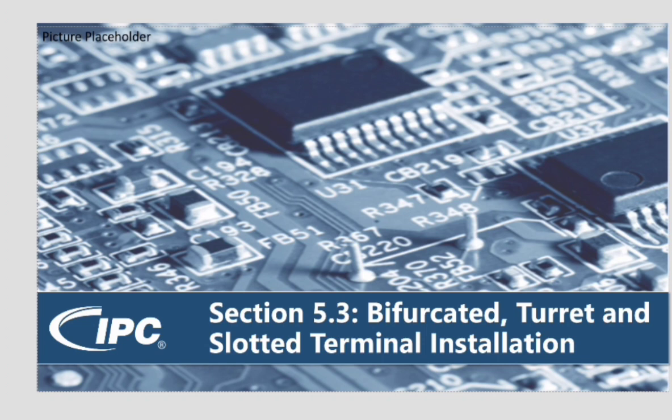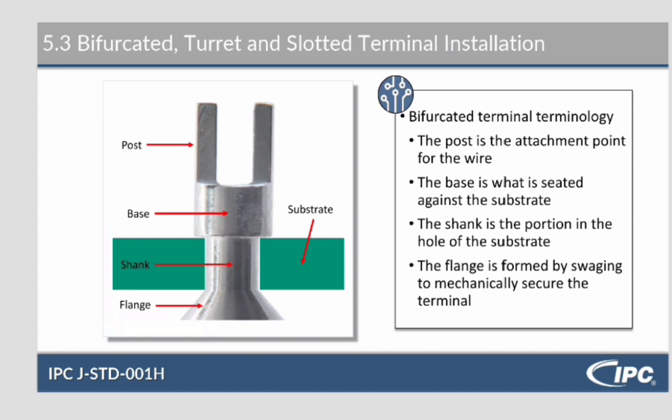Section 5.3, bifurcated turret and slotted terminal installation. This is a bifurcated terminal. It looks like a goalpost or a tuning fork. You want to wrap the wire around the post, flush against the base. So it rests on the base and it wraps around the post. The base is what is seated against the board.